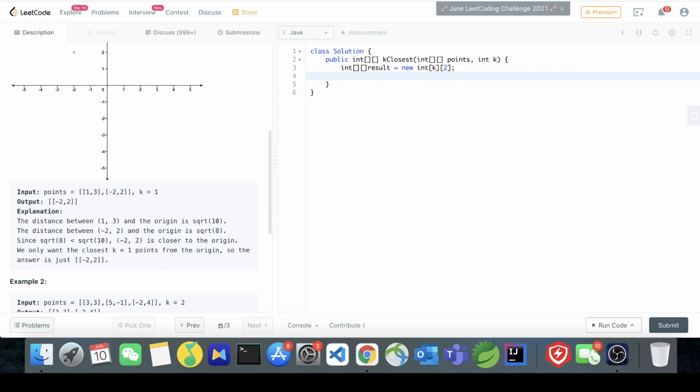Then, in order to find the k closest points to the origin, we will have to sort each point in the points array from least to largest, depending on the sum of square of x and square of y. And we can use a min heap, a priority queue, to do that. So we create a priority queue, PQ, new priority queue.